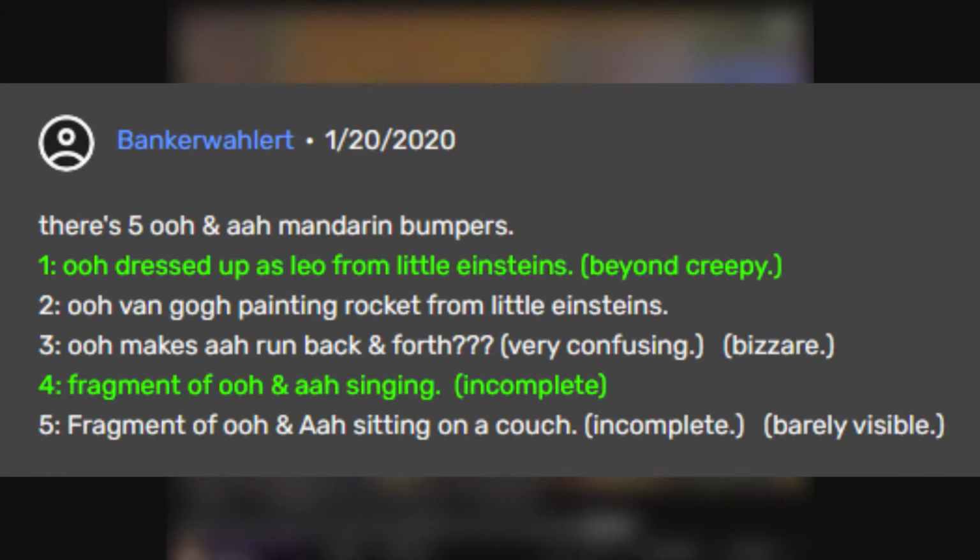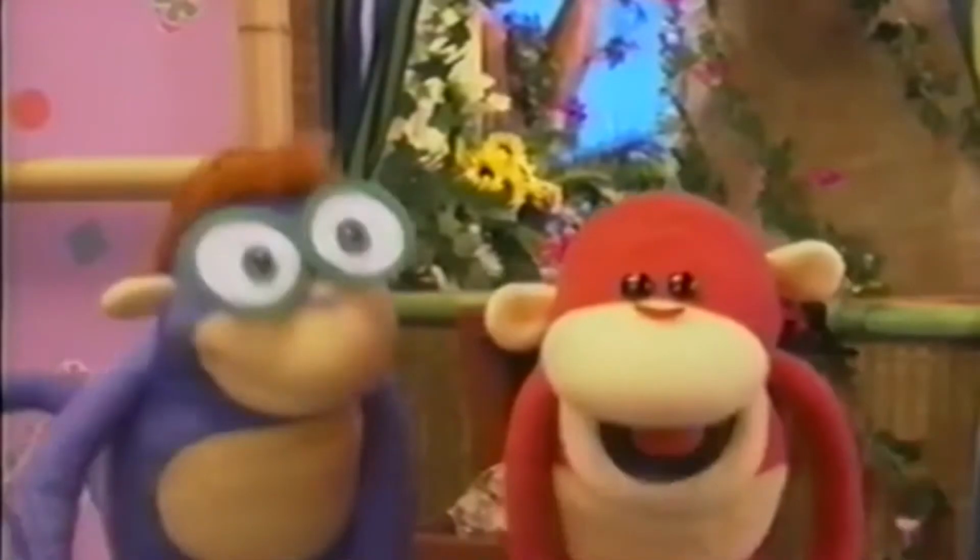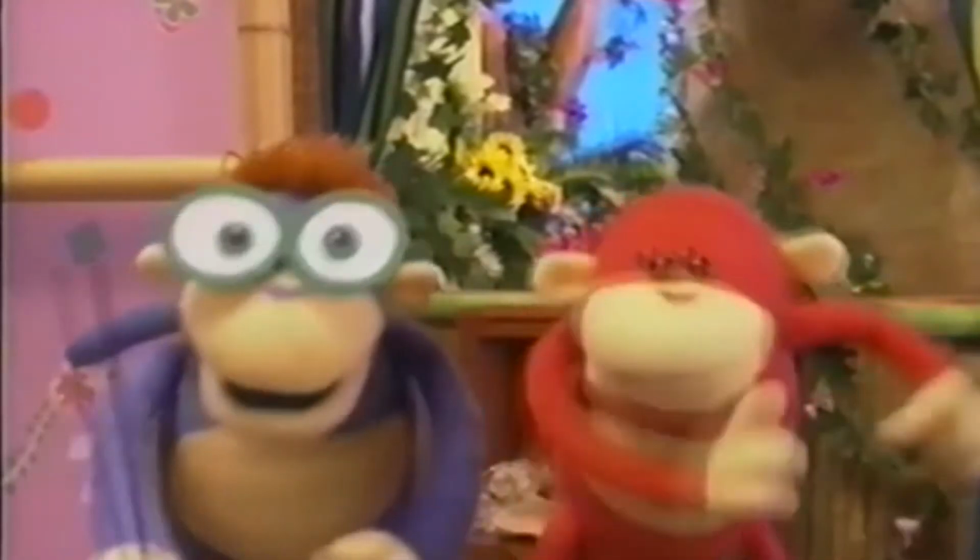Going forward a few months, I found a fragment of Ooh and Aah sitting on the couch, which is the last Taiwan bumper that we found, remaining only 2 bumpers. But it doesn't end here. Both of the 2 remaining bumpers have been found in English after the comment was posted.